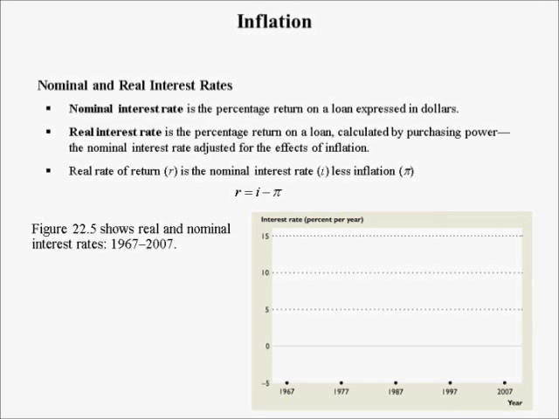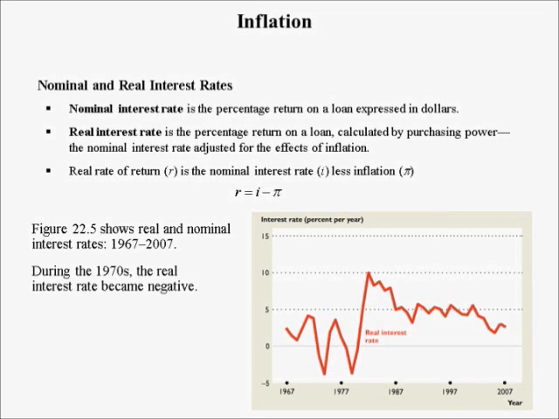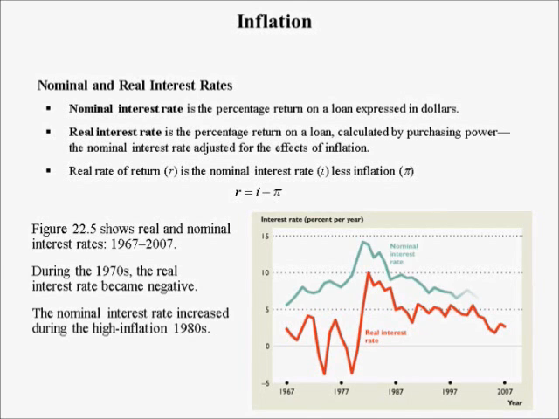Okay, and so figure 22.5 shows how the real rate and the nominal rate have changed from 1967 to 2007. During the 1970s, the real rate of interest became negative. Down here, it became negative, right? Why was it negative? What does a negative real rate of interest mean? It means that when a bank gives you a loan, they're paying your interest for you. When the real rate of interest is positive, that means you're paying interest to the bank, which is kind of weird, isn't it?